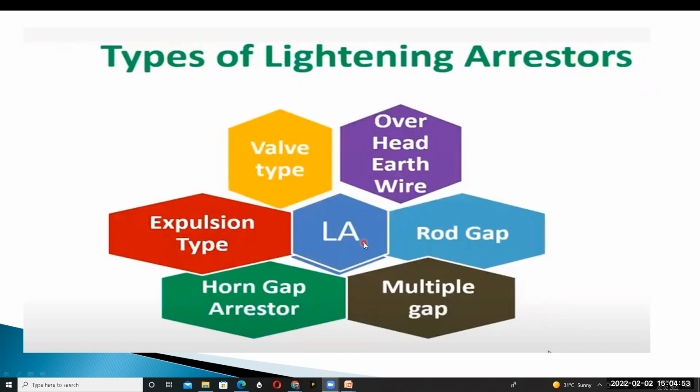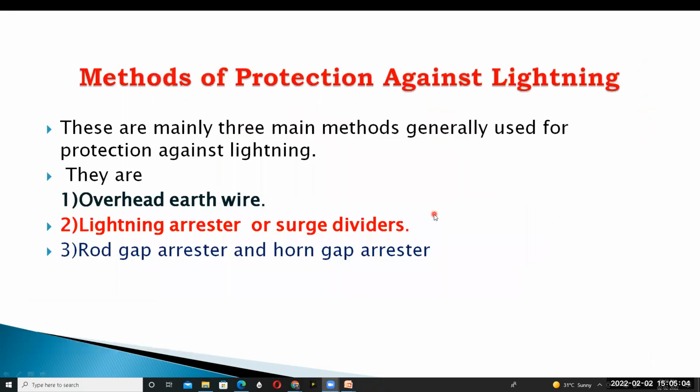To provide protection against lightning, these different types of lightning arrestors are used. These are the different methods of protection against lightning. The first one is the overhead earthwire, then the lightning arrestor and surge diverter, and then rod gap arrestors and horn gap arrestors. By using these protecting devices, we have to protect our electrical equipment against lightning.